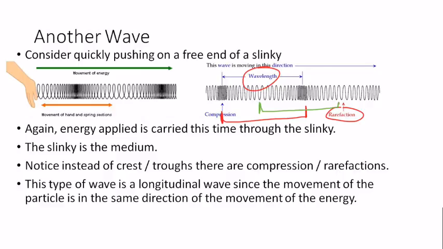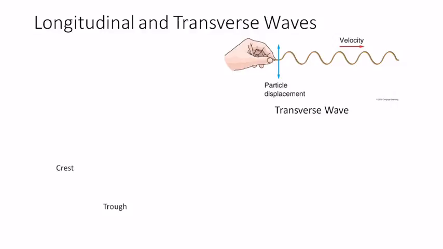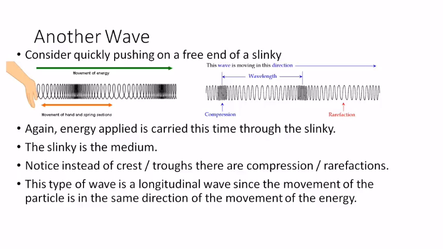Okay, so this is called, oops, sorry, let me go back. I want to highlight that. This is called the longitudinal type of wave instead of transverse. Longitudinal means that the movement of the particle is in the same direction as the movement of the energy.